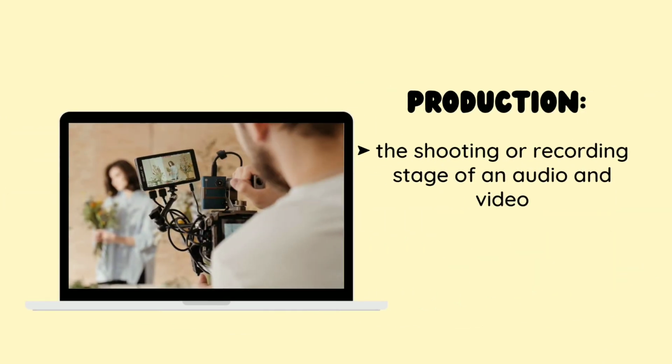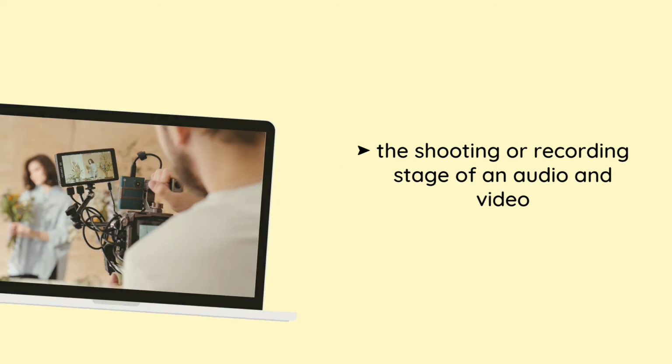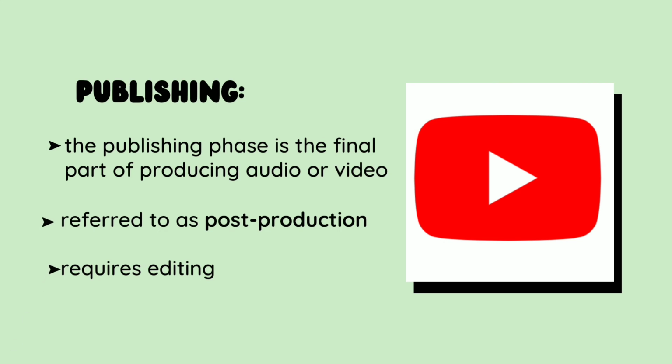The second step is production. Production is the shooting or recording stage of an audio and video. The last step is publishing. The publishing phase is the final part of producing audio or video. It is often referred to as post-production and it requires editing.